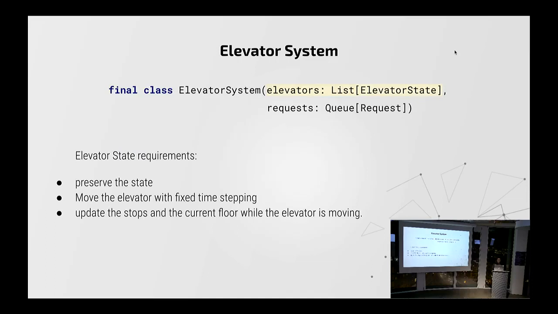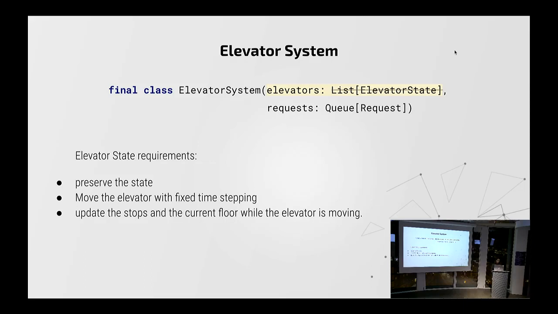We need to preserve the state of the elevator. It should be something mutable. And also the elevator would be moving, so we would have concurrent actions. And also, in parallel, we will update the stops of the current floor at the same time when the elevators are moving. So the list should be customized to make this work, because we need a mutable list, but for concurrency, it would take a lot of work. So a list will not help us.